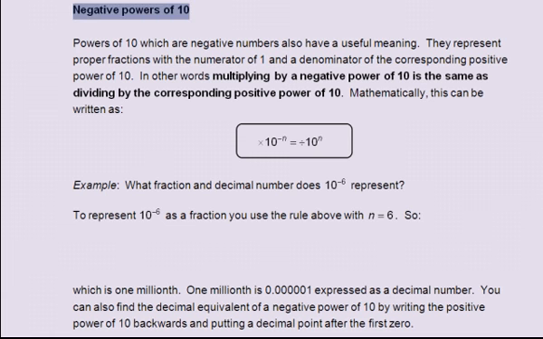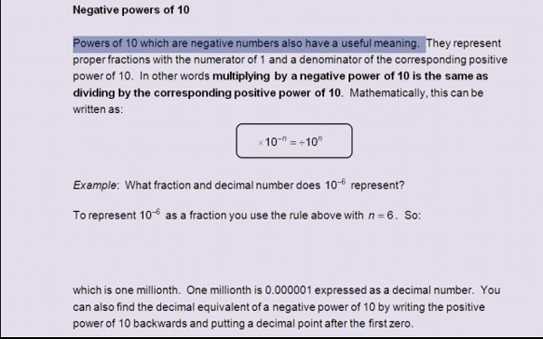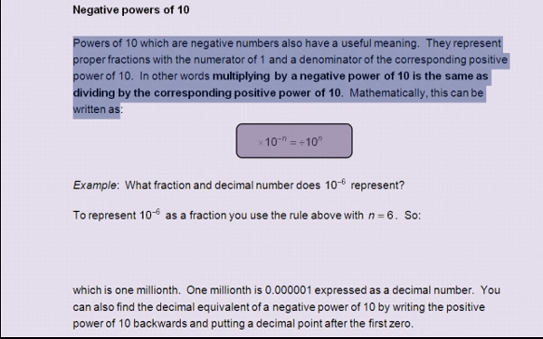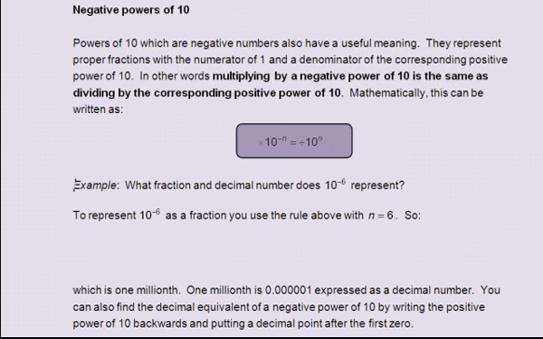Negative powers of 10. Powers of 10 which are negative numbers also have a useful meaning. They represent proper fractions with the numerator of 1 and a denominator of the corresponding positive power of 10. In other words, multiplying by a negative power of 10 is the same as dividing by the corresponding positive power of 10. Mathematically, this can be written as multiplying by 10 to the power minus n equals dividing by 10 to the power n. For example, what fraction and decimal number does 10 to the power minus 6 represent?